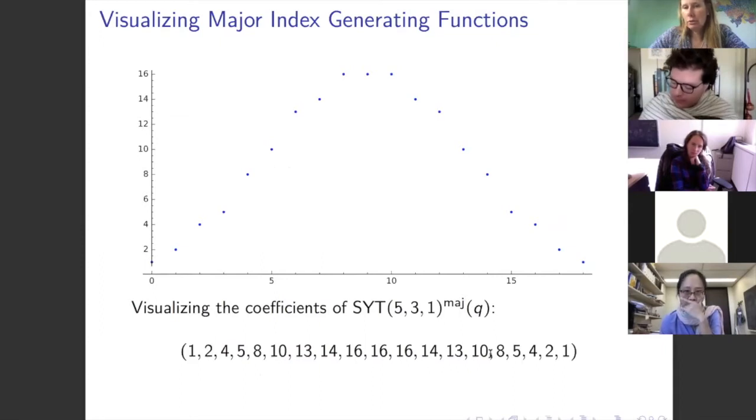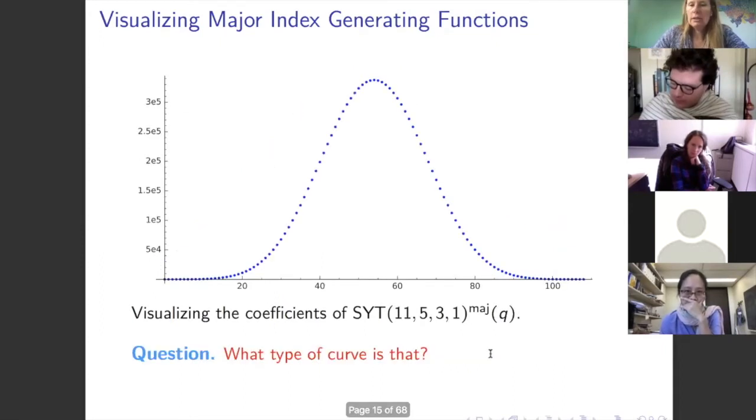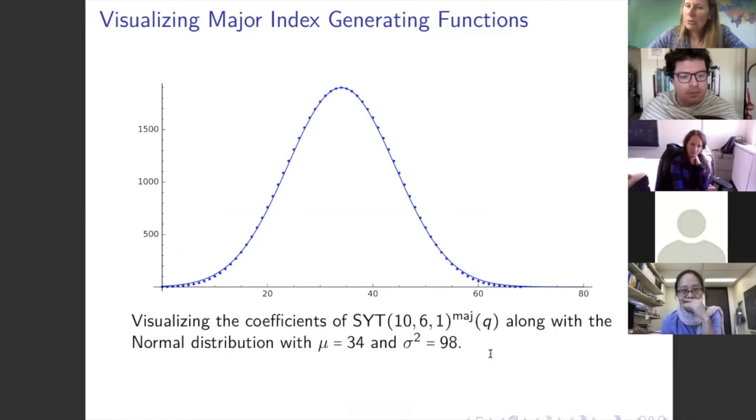You already saw these coefficients. And here is 11, 5, 3, 1. It's easier to parse it like this, isn't it? And what does that curve look like to you? Well, it's a bit of a trick question, right? It's supposed to look a little bit like a normal distribution, but it's not quite right. And you can't tell how far off it is until you really overlay the normal distribution on top of it. And it doesn't quite match in the tails, but it's looking pretty close, right?